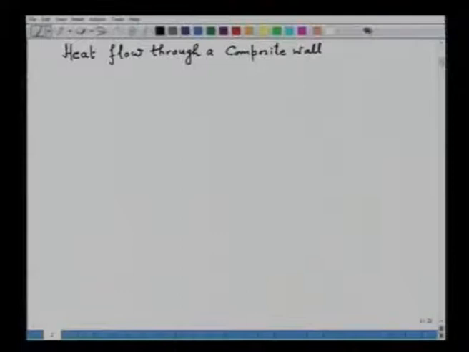Having studied Fourier's law of heat conduction and having seen the expression between heat flux and temperature gradient, which is related by thermal conductivity of the material, we are in a position now to study heat flow through a composite wall. A composite wall means a wall which is constructed by refractory materials of different thermal conductivity and different thicknesses. Now, such a composite wall construction is very, very important in case of furnace design.